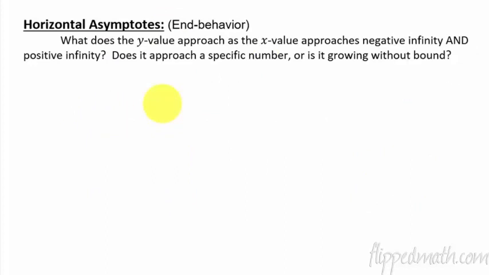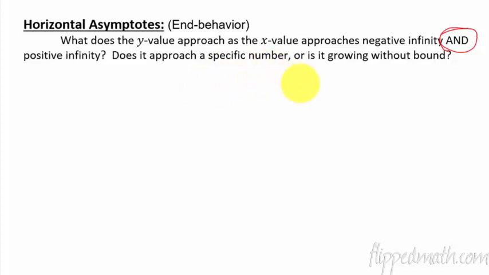Let's do horizontal asymptotes now. That is end behavior. Or in other words, what does the graph do at the end, way off on the right side, way off on the left side? It doesn't really ever end, but we just kind of pretend if you go way off. All right, so what does the y value approach as the x value approaches negative infinity? And, very, very important, positive infinity. We have to look at both sides. Usually it's exactly the same thing, but sometimes it's different.